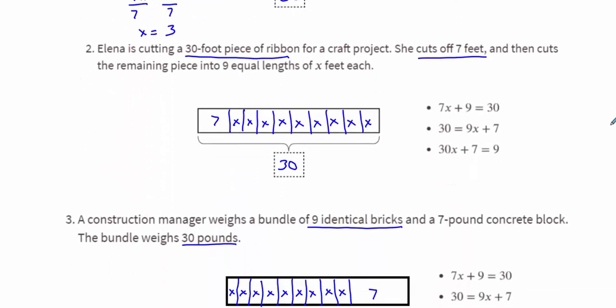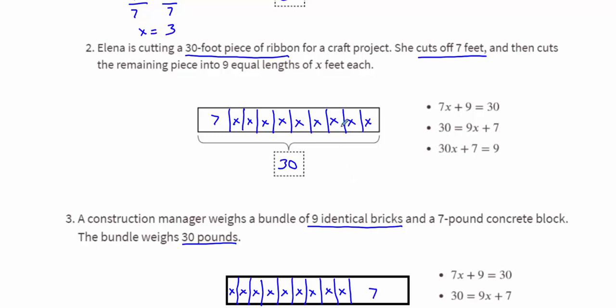Let's go down to number 2. So 7x plus 9 is equal to 30. I have 1, 2, 3, 4, 5, 6, 7, 8, I have 9 x's. So I'm looking for something probably with 9 x's. So if I look at this one, my total's 30. That's what I have here. I have 9 x's, that's what I have here, plus a 7.